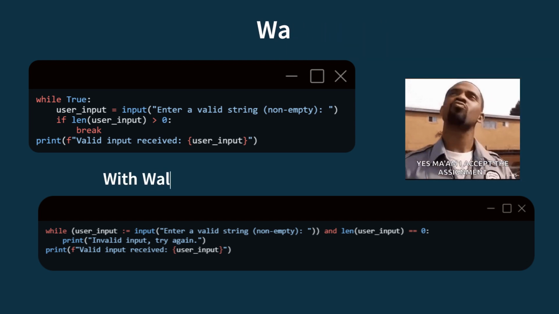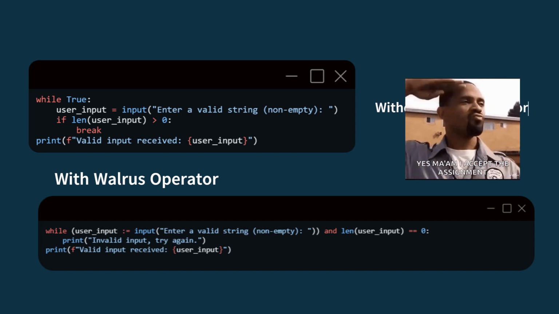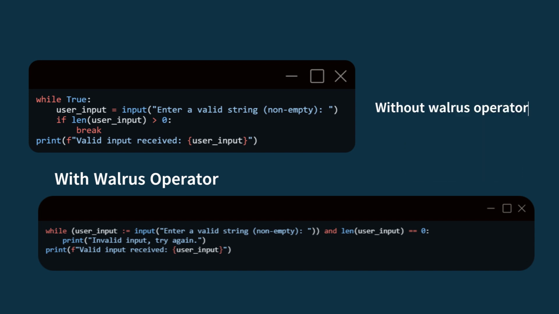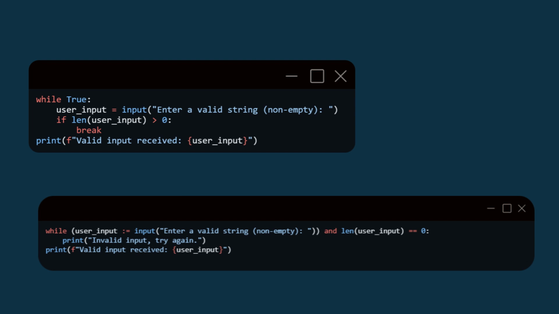Here's how. In the first code, the string is evaluated twice, once when reading the input, and again in the if condition to check its length. In the second attempt, the user_input is assigned directly within the while condition, saving both time and space by combining the assignment and the length check into one step. This is especially useful in scenarios where input validation or repeated calculations are common.